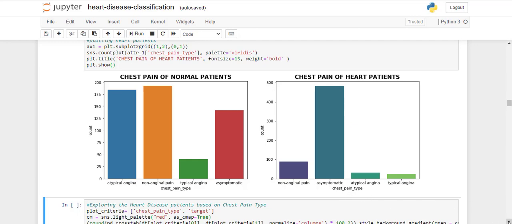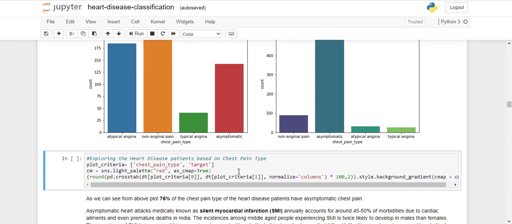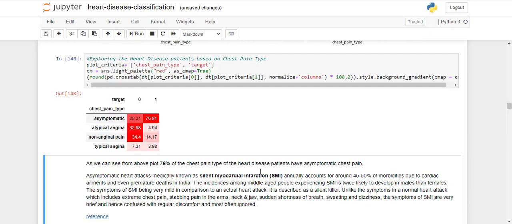Next, we will see in terms of percentage using pd.crosstab what is the distribution. So yeah, asymptomatic patients have 76.91% heart patients. Okay, and if we talk about normal patients, normal patients have higher non-anginal pain, 34.4. Okay, so asymptomatic heart attacks are basically medically known as silent myocardial infarction (SMI), and it annually accounts for around 45 to 50% of morbidities due to cardiac ailments and even premature deaths in India. Okay, so these are very risky.